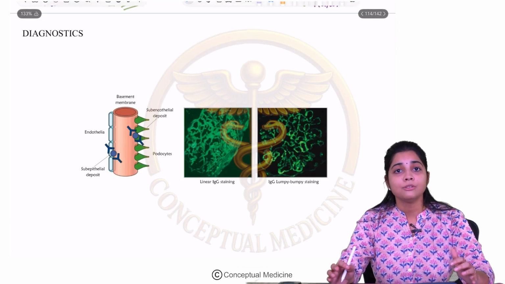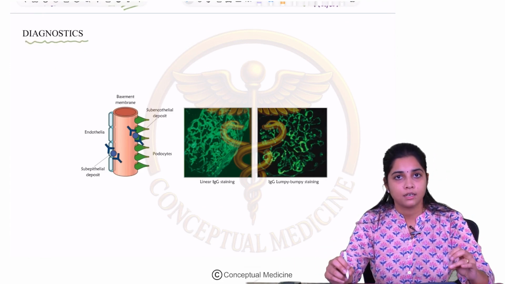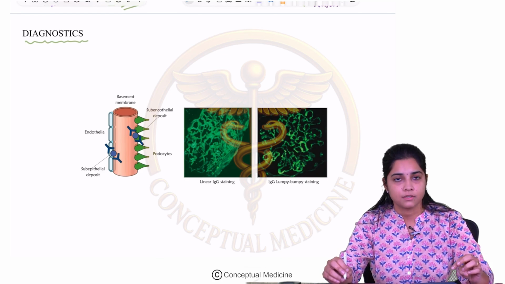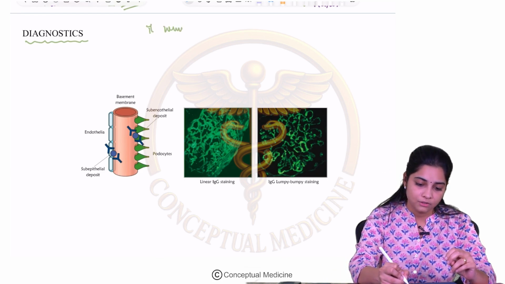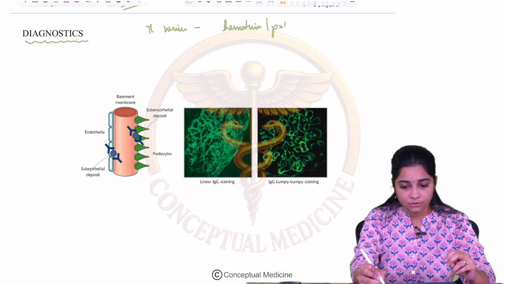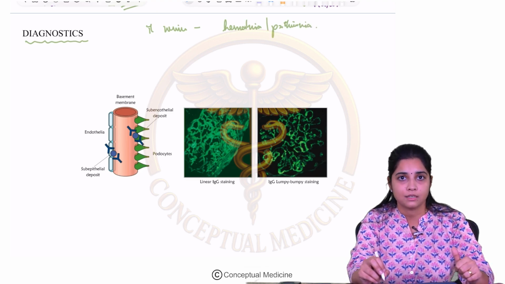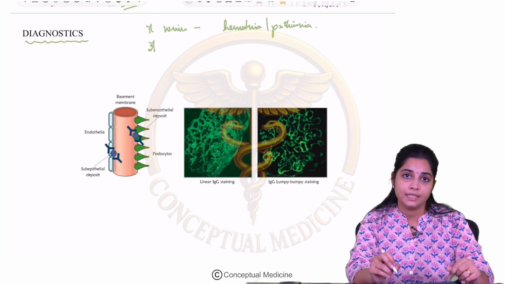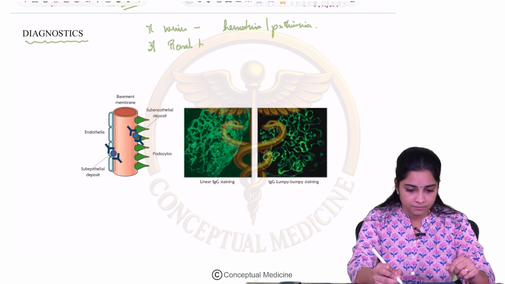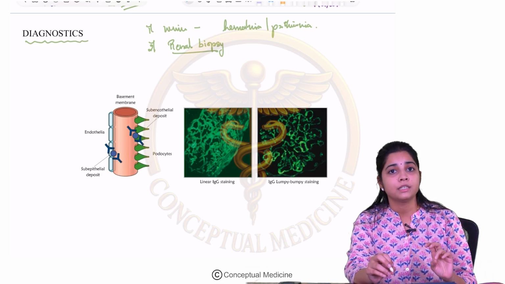Fine. Now, how do you diagnose? Once you have identified that a patient is most likely having a glomerular problem, then how do you diagnose this? First is your urine analysis. In urine analysis, we have already discussed, you look for hematuria or proteinuria, and you also look for the presence of dysmorphic RBCs and RBC casts. The second step to always identify the etiology of your glomerulonephritis is to do a renal biopsy.